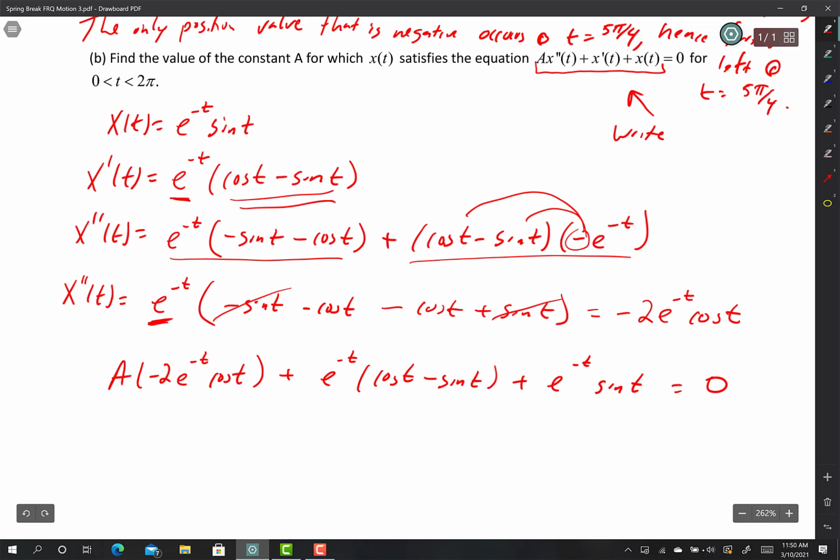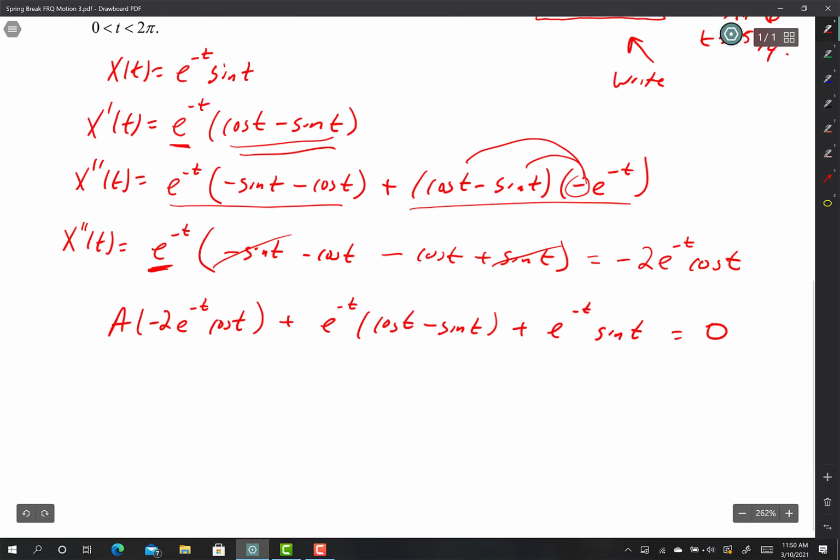So now it just becomes algebra, guys. And here's what I'm noticing. What am I noticing? I can factor out an e to the negative t on everything. So let me go ahead and factor that out. E to the negative t, parenthesis.